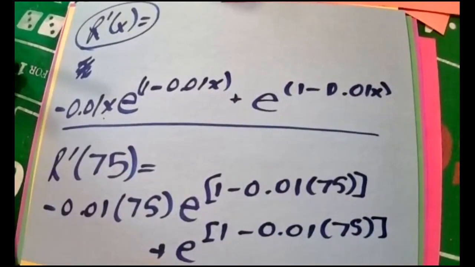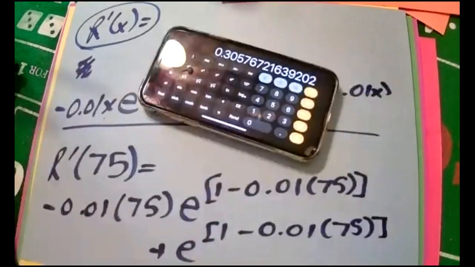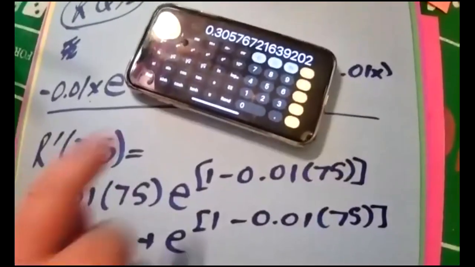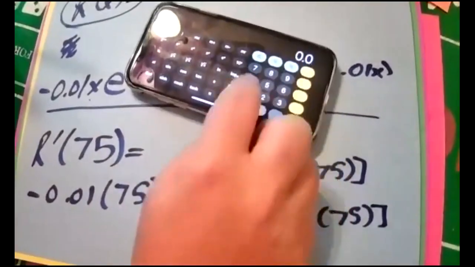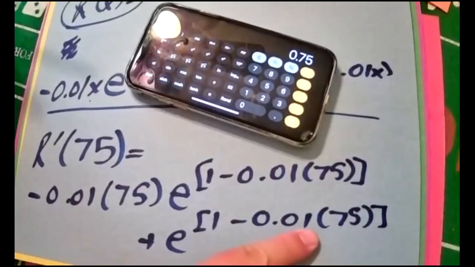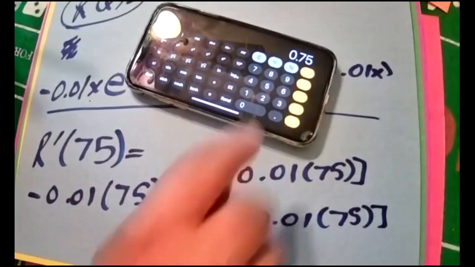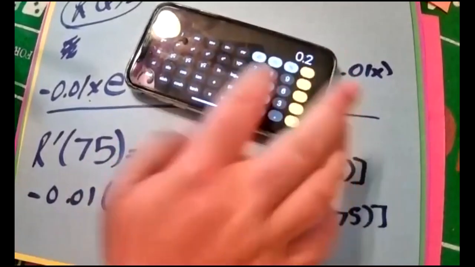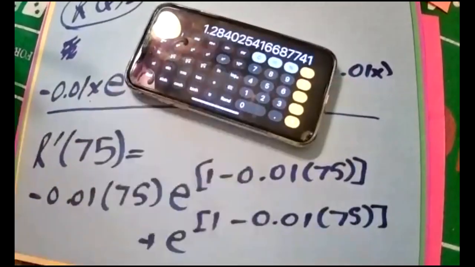For a question like this, it might be practical to just focus on that exponential e and find out just what that is first. So I'll think about 0.01 times 75, right? And it's 0.75. And now 1 minus that, 1 minus 0.75 is 0.25, right? And now e to that is this expression.